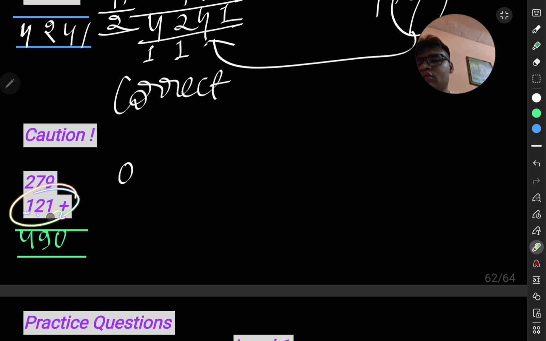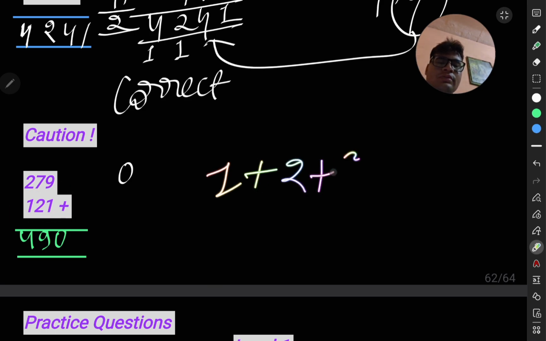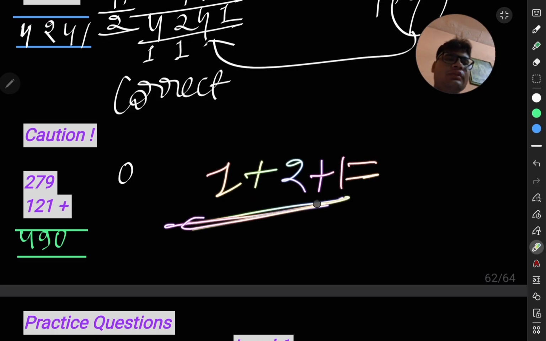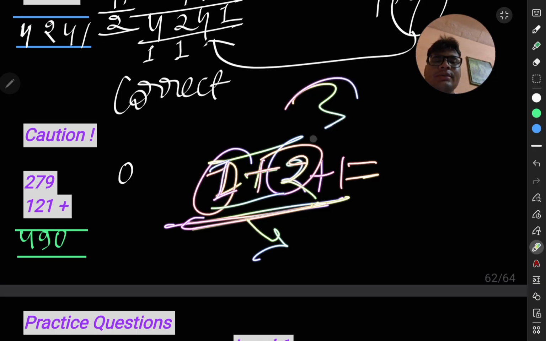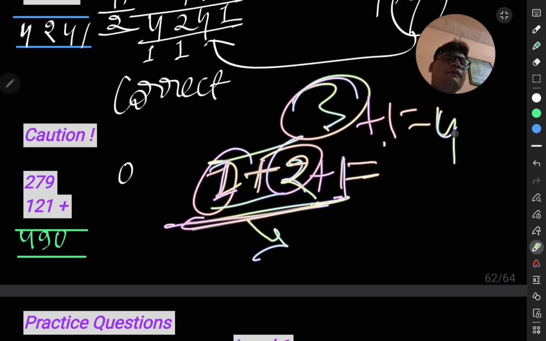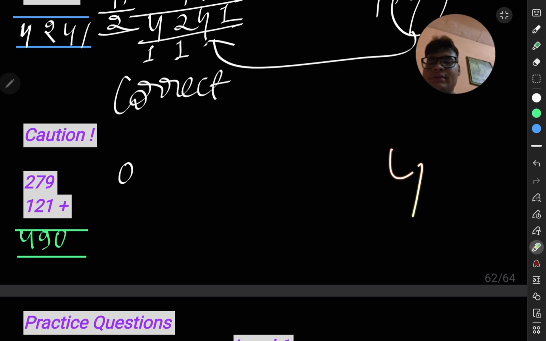Here is 1, 2, 1. In this number there are 3 figures: 1 plus 2 plus 1. We have to find the sum by adding these 3 figures. 1 plus 2 will be 3, and 3 plus 1 will be 4. So the digit sum of this number is 4.